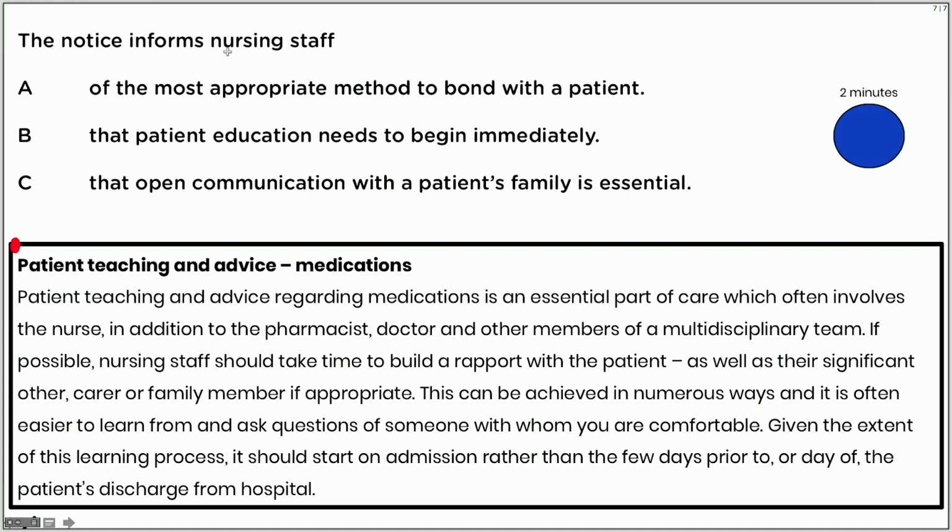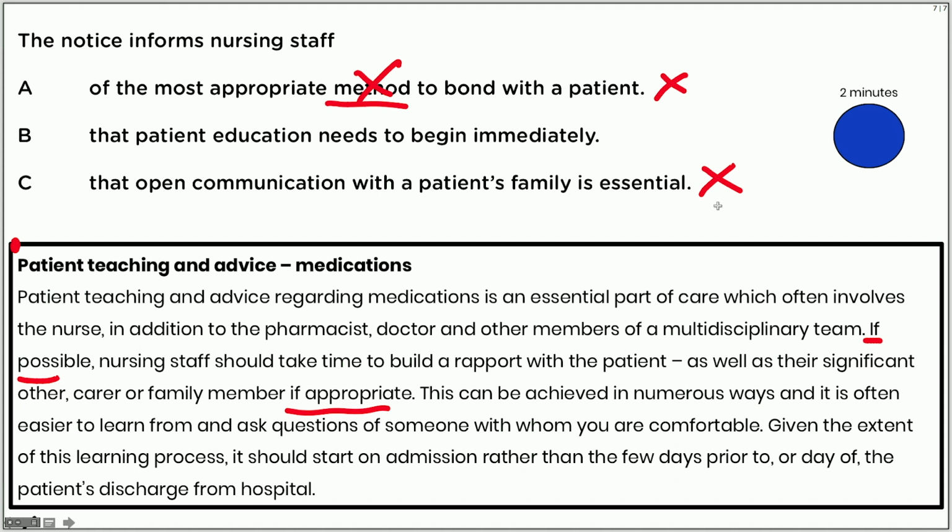So, the notice informs nursing staff of the most appropriate method to bond with a patient. I'm not happy with that. It definitely talks about how it's important to bond with a patient, but it doesn't talk about any such method to bond with a patient. So, I'm not happy with that one. Let's check C. The notice informs nursing staff that open communication with a patient's family is essential. Well, actually, it says if appropriate, or in fact, it says if possible. So I'm not happy with that one either.